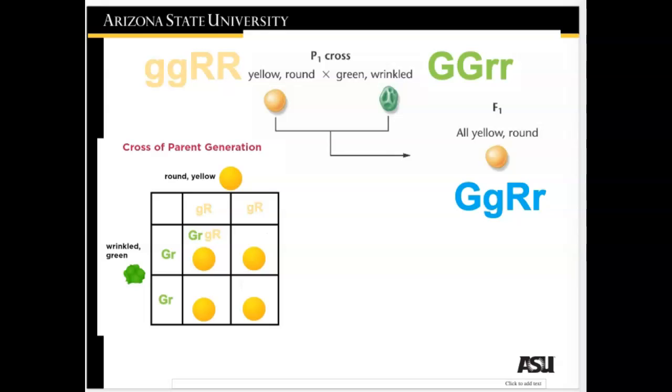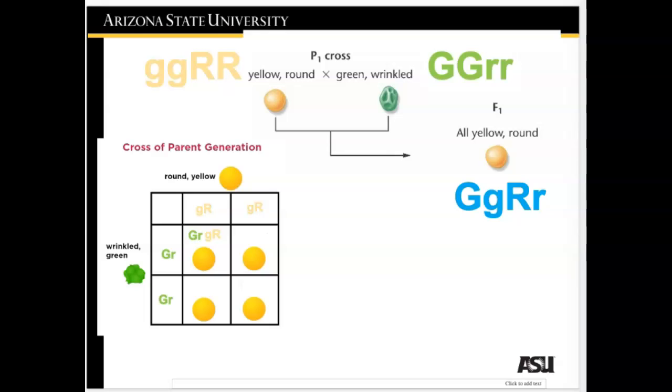We can assign parent 1 big R for round, and so parent 2 will be assigned little r for wrinkled. We can assign parent 2 big G for green, and parent 1 little g for yellow. This means we would have little g, big R times big G, little r.